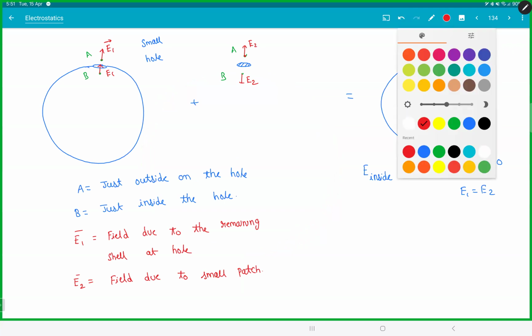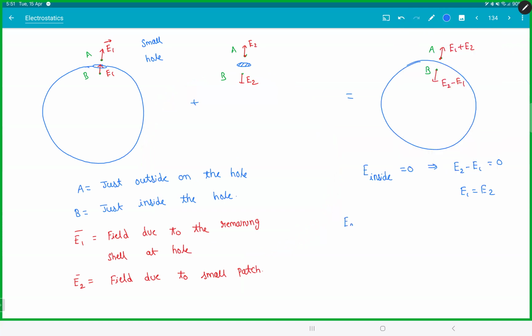And what about the field on the surface? So the field on the surface is nothing but kq by 4 pi epsilon r square. But q by 4 pi r square is sigma, so this is sigma by epsilon. This is nothing but E1 plus E2. But I already know E1 is equal to E2. Therefore, E1 is equal to E2 is equal to sigma by 2 epsilon. So we found out E1 and E2.